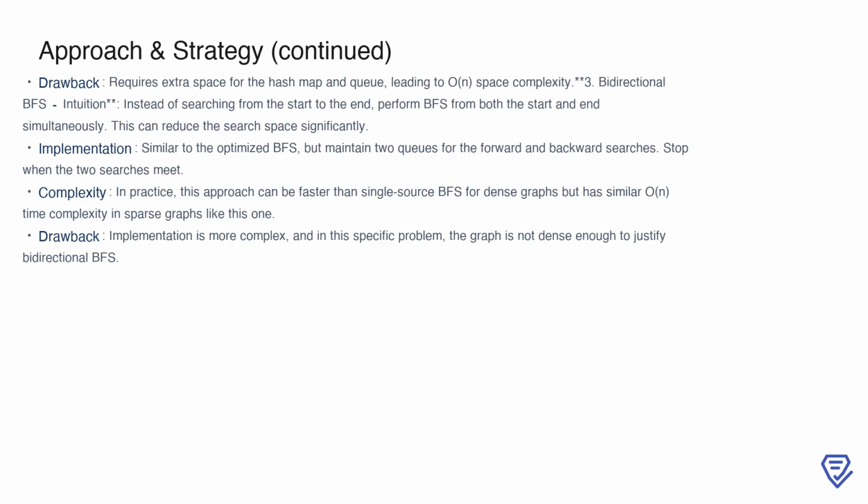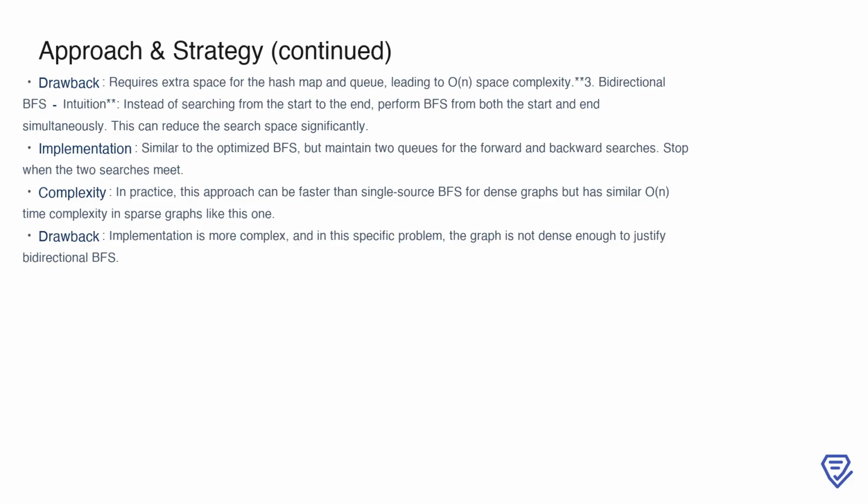Despite the advantages of optimized BFS, we also considered an alternative, bidirectional BFS. The key idea here is to perform BFS from both the start and the end of the array simultaneously, reducing the search space by focusing on the overlap between the two searches. Similar to the optimized BFS, this method uses a hash map for efficient jumps between indices with the same value, and maintains two queues for forward and backward exploration. The search terminates when the two queues meet, indicating that a path has been found.